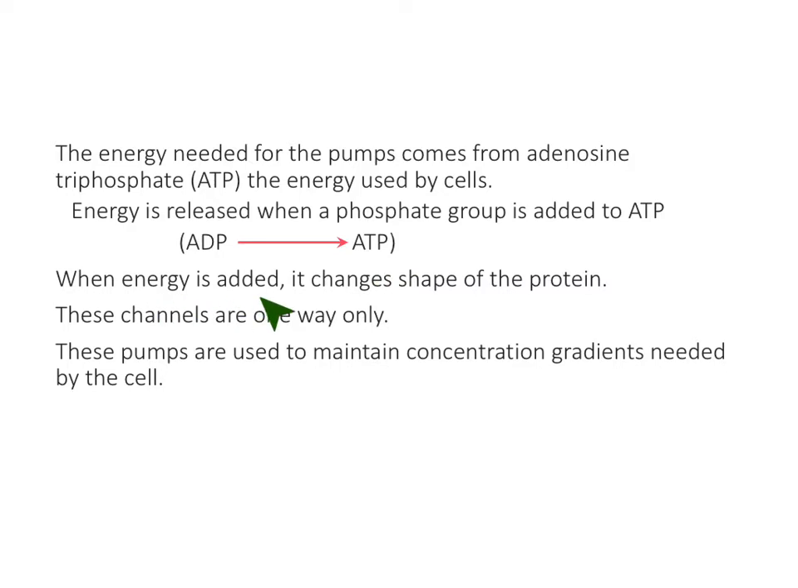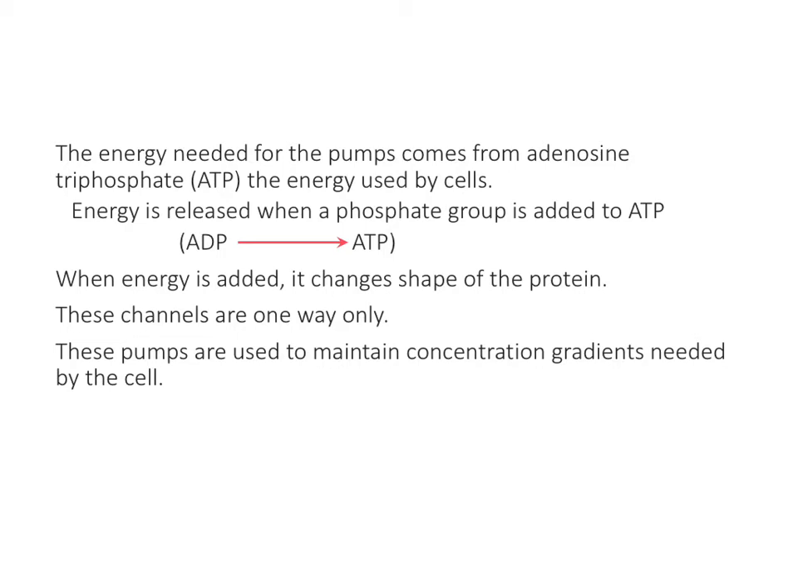When the energy is added, it changes the shape of the protein. When the protein changes shape, the channels can push the molecule against the concentration gradient. These channels are only one way, unlike the passive transport channels where the molecules can go both ways. In this case, it's being pushed one direction only.